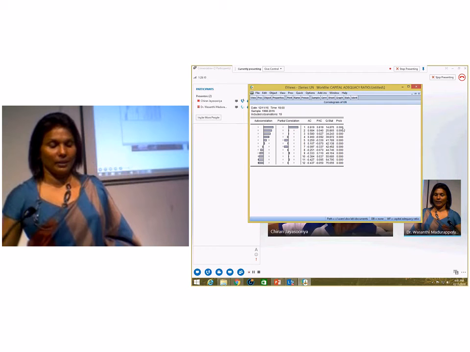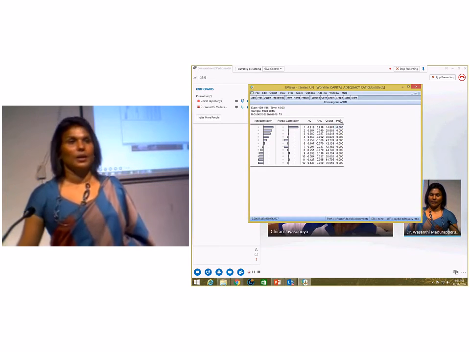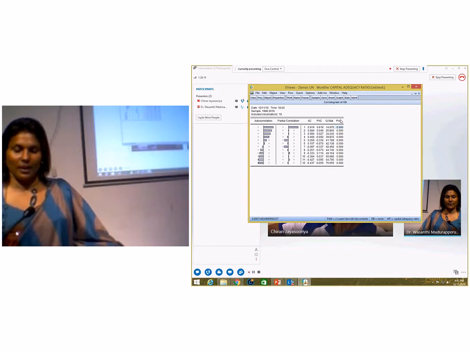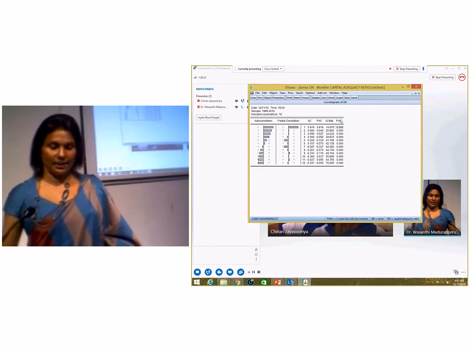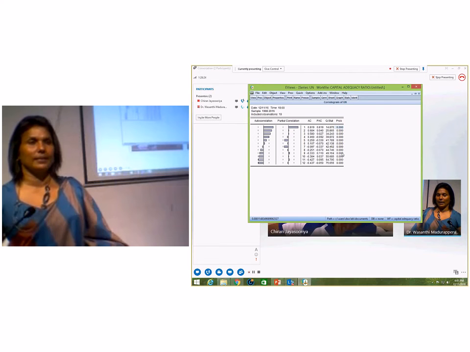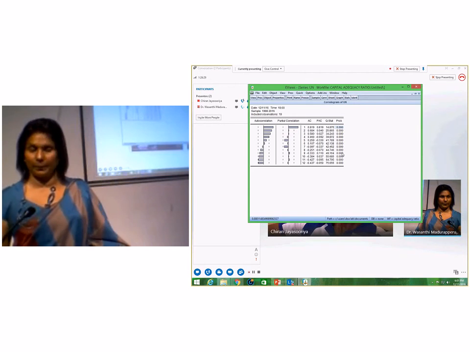What is our null hypothesis? Our null hypothesis is no autocorrelation, and the alternative hypothesis is there is autocorrelation. Then the probability value is less than 5%. It means that there is an autocorrelation problem.